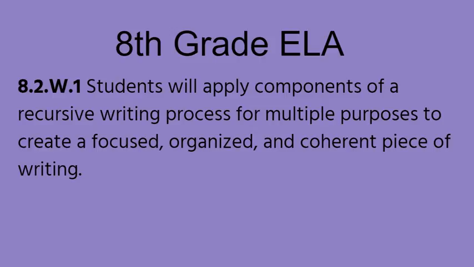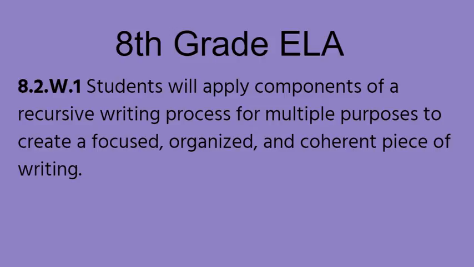Today we're going to look at a standard for the Oklahoma Academic Standards, 8.2.W.1. Notice the W. That means this is a writing standard. We're not going to do writing today, but we're going to learn a method for applying components of a recursive writing process for multiple purposes to create a focused, organized, and coherent piece of writing. Let's break down what that means.